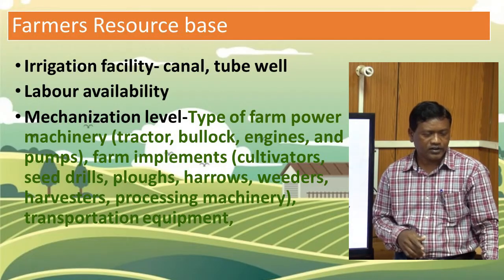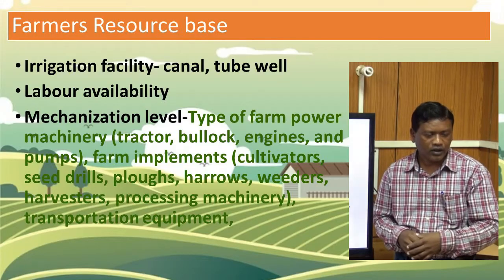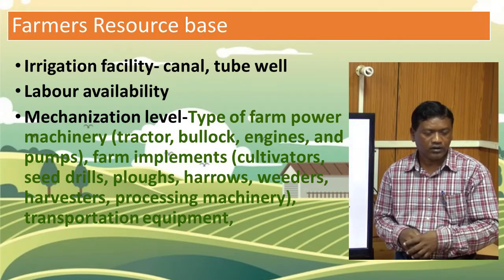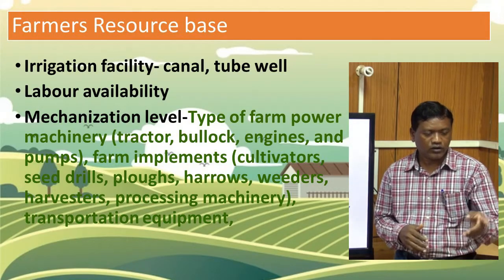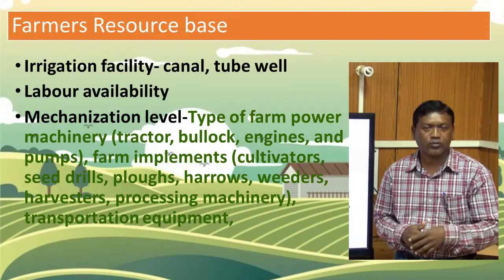If the irrigation facility is good, then the farmers can grow any type of crops. Most of the irrigation is done by tube wells. Actually in Jharkhand, it is tube wells or wells. So it is very important that there should be an irrigation facility so that the crop can be grown.